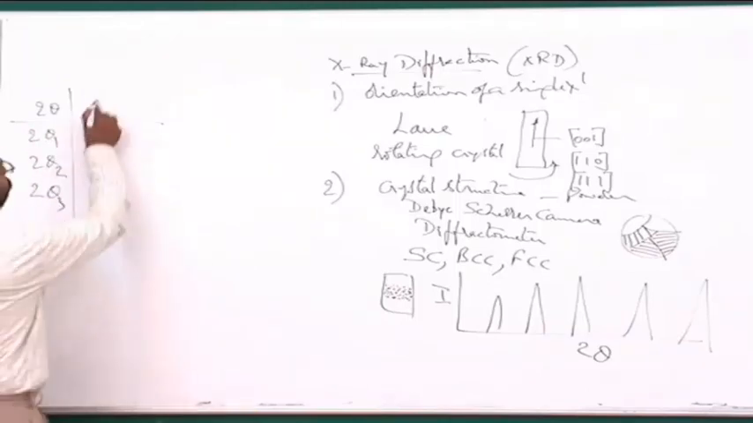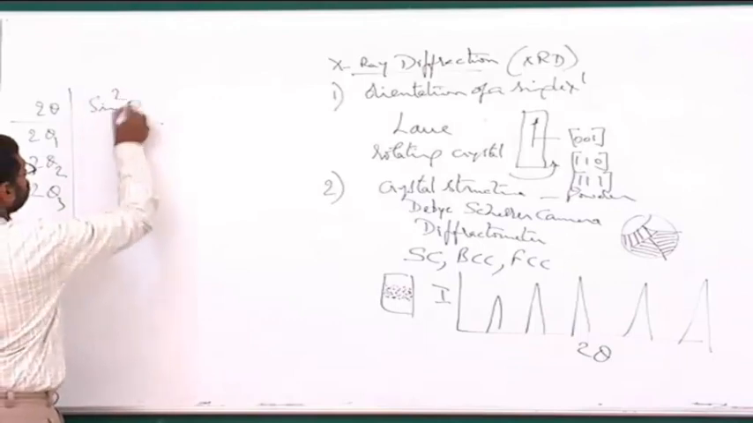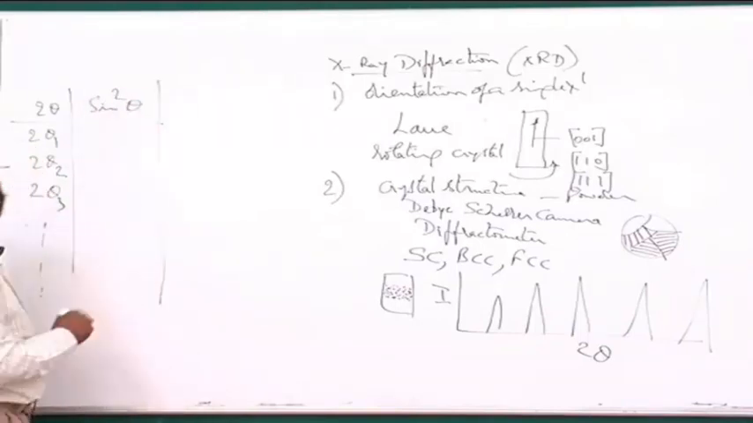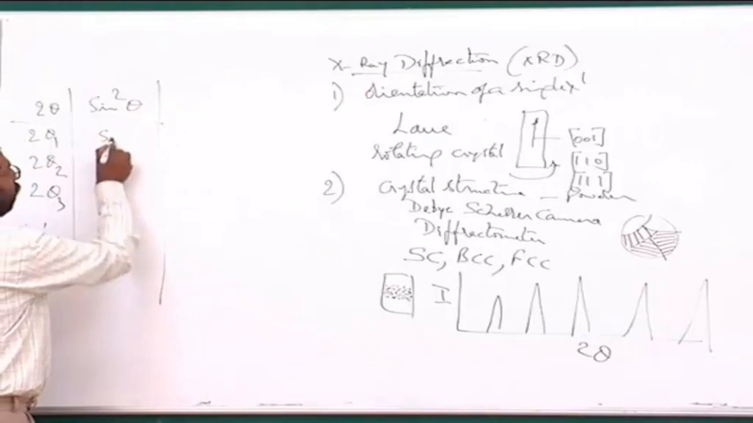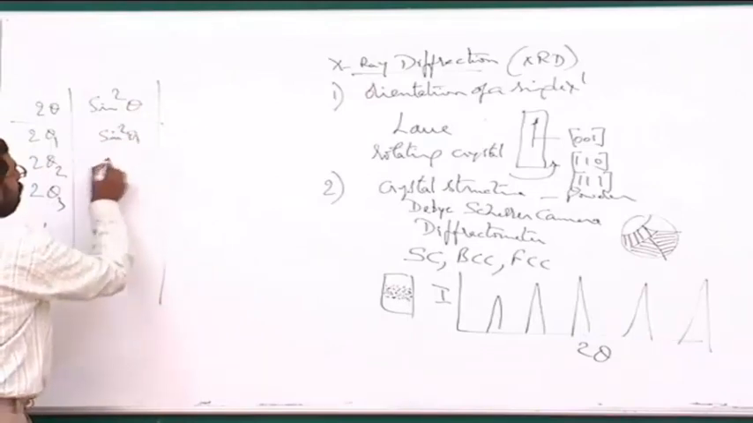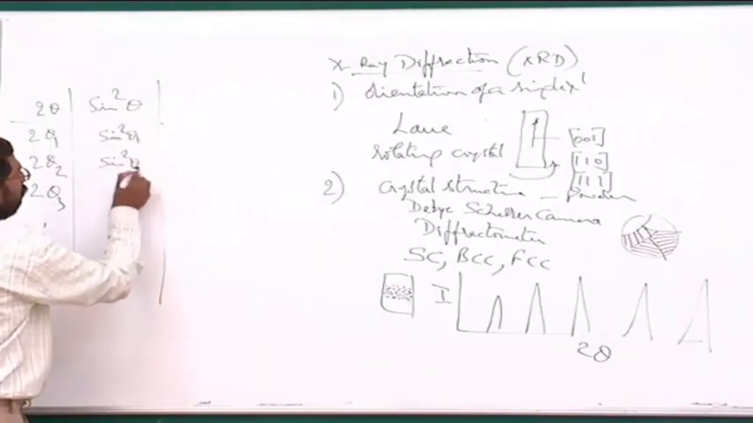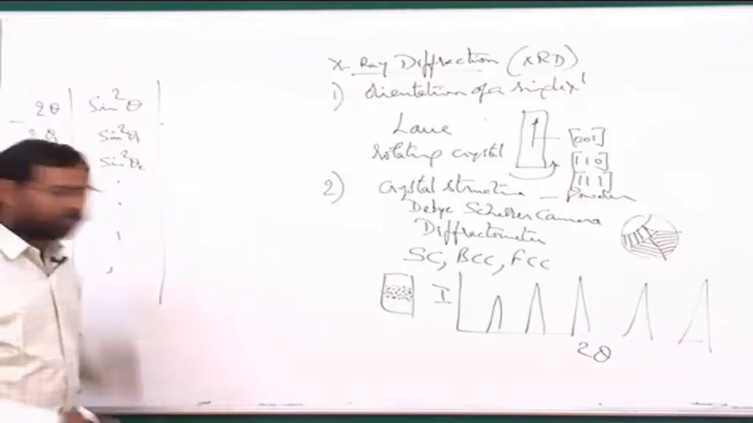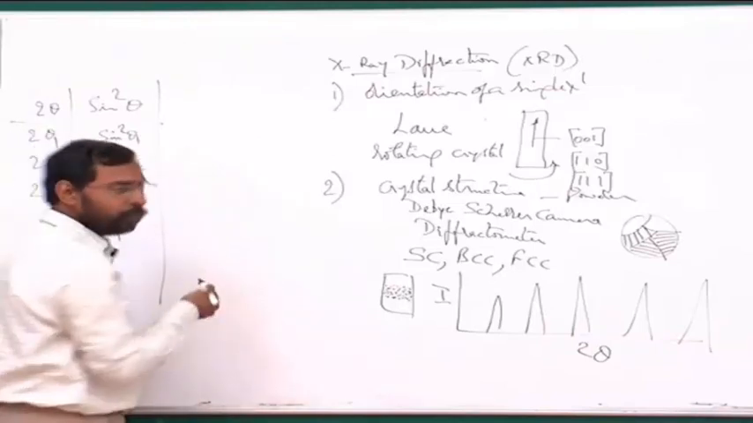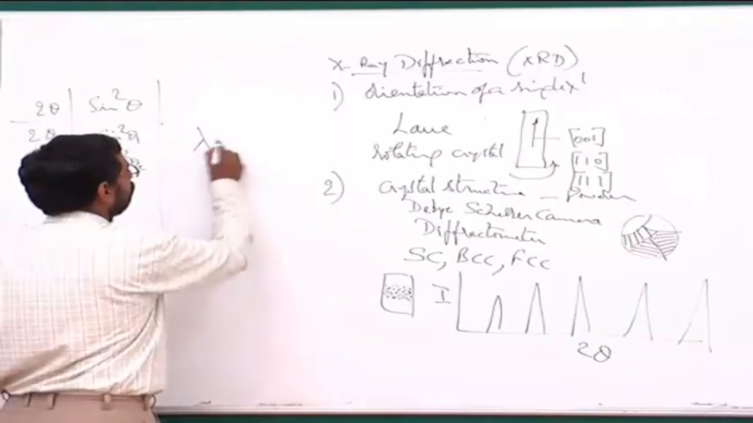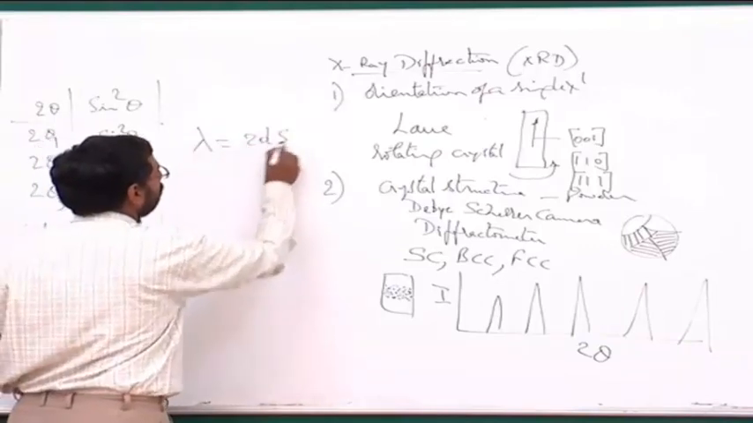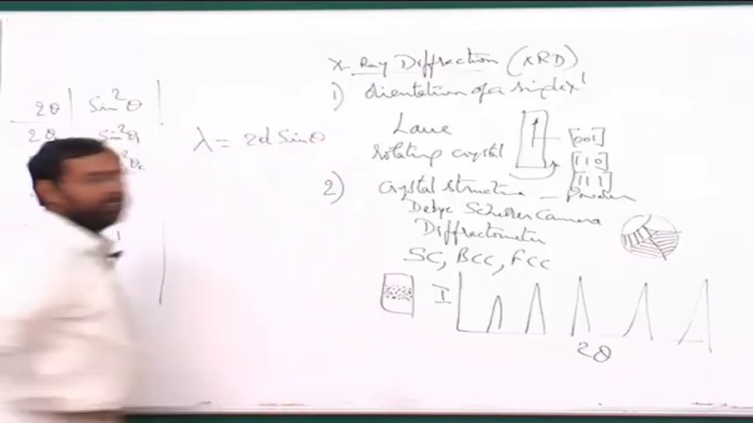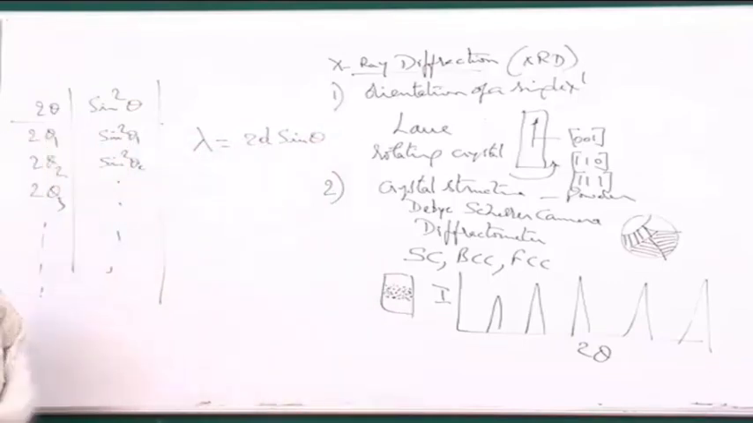Then we try to find out the sine square theta for each of these: sine square theta 1, sine square theta 2, and so on. Why do we do sine square theta? We have seen it in the last class. If you use the most important expression for X-ray diffraction, which is Bragg's law, you can see that lambda equals 2d sine theta.